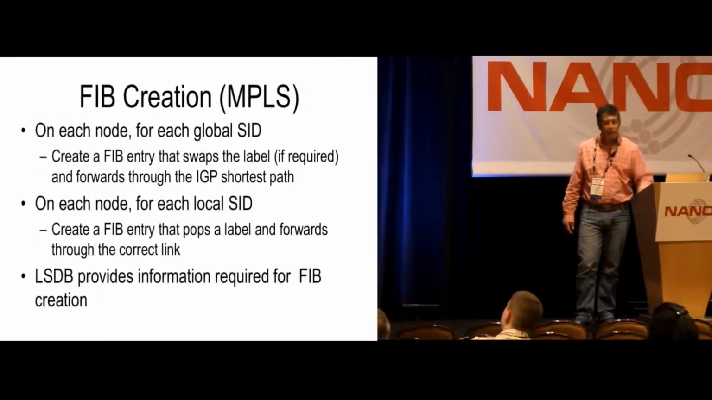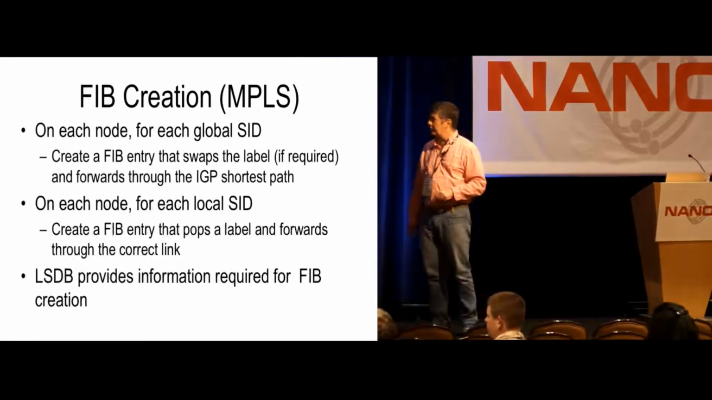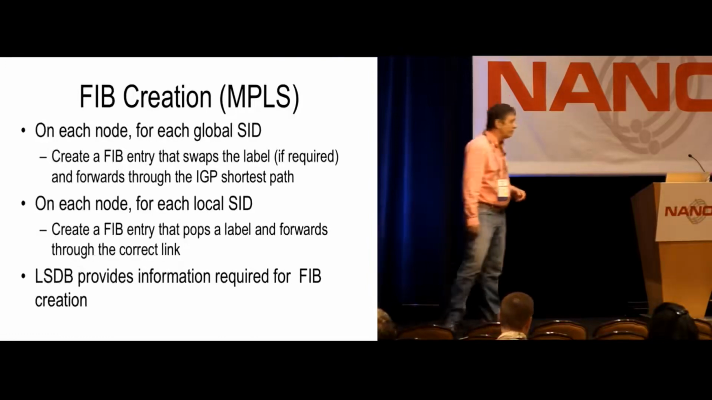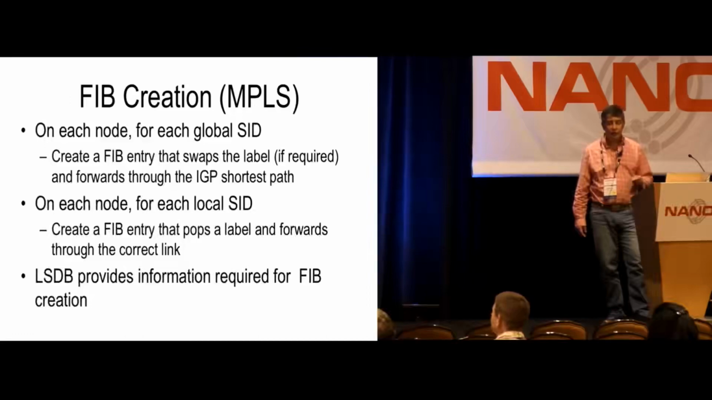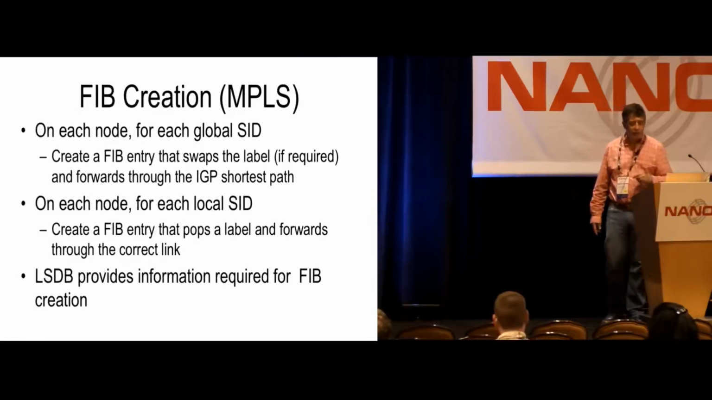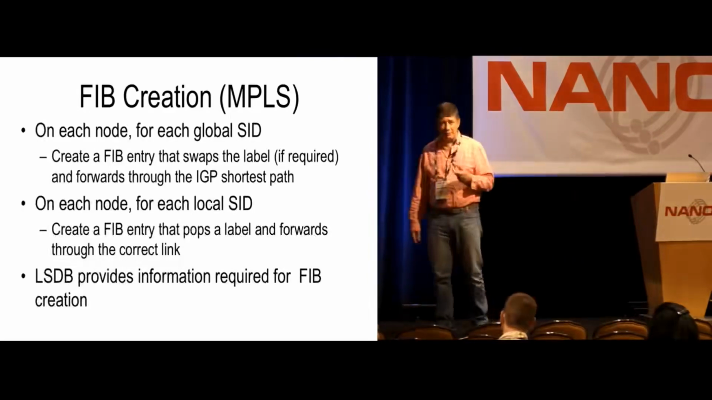The next thing you need to do is create FIB entries. Let's see, might as well read the slide. On each node, for each global SID, you create a FIB entry that swaps an inbound label for an outbound label as required by the SRGB downstream and puts you on the IGP shortest path. For each node on a local SID, you have a FIB entry that does a pop and forwards. And again, you can create all of the FIB entries you need from information that's in the LSDB.